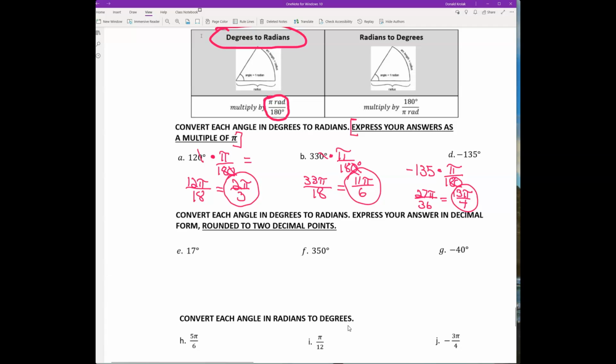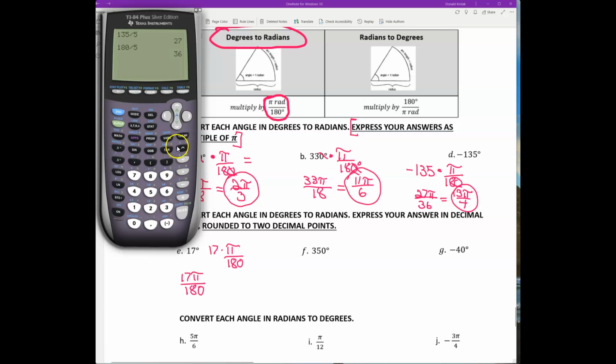All right, so same process here. So I get 17 pi over 180. Okay, now on my calculator, I'm going to use the pi key. So on MathXL, you have a calculator that you can use. So I've got 17 times pi divided by 180. And I want to round this to 2 decimal places.